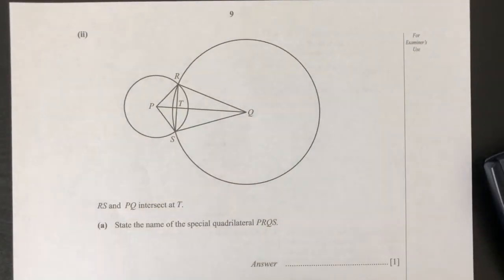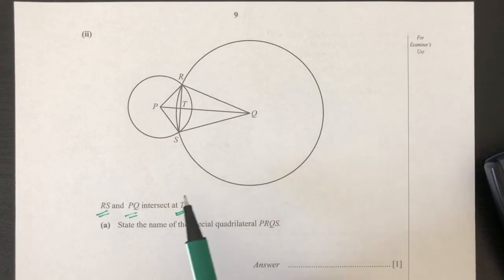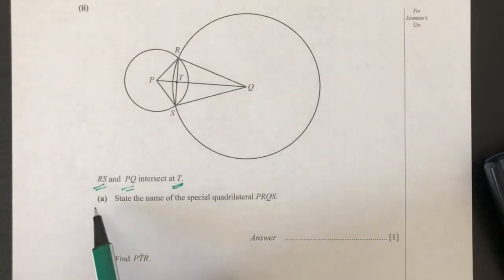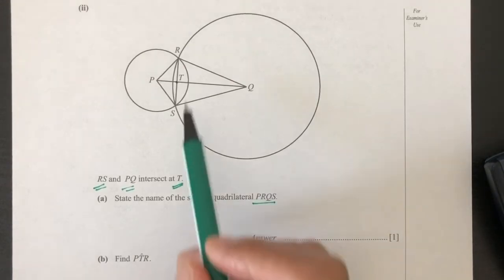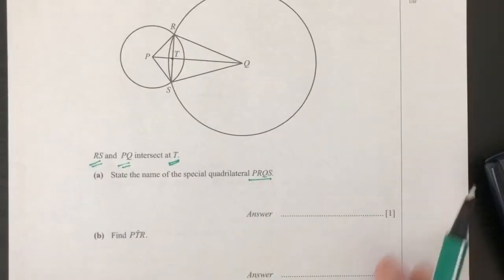Now part 2, we have the same shape, I think. It says that we have RS and PQ intersect at T. T is this point here. Now state the name of the special quadrilateral PRQS. So where's P? PRQS, it will be a kite.